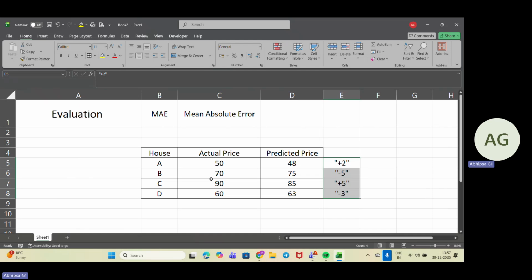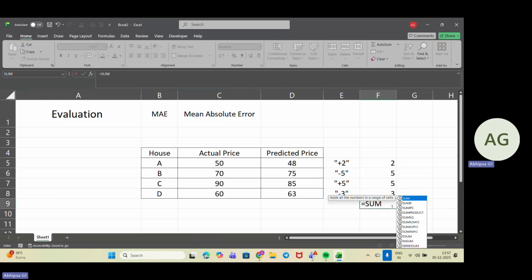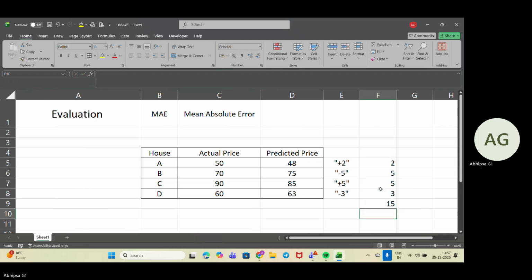Now we have to take the absolute values, not the values with the positive or negative sign. So we will be taking 2, 5, 5, and again 3. Now we need to add all the absolute errors. So these are all my absolute errors, and we need to add them up. After adding them up, we will get the value 15.